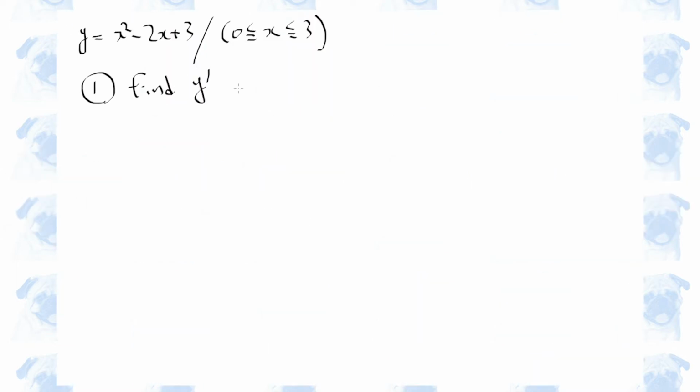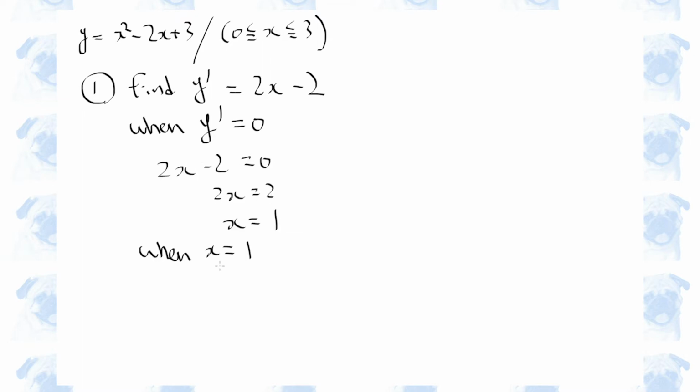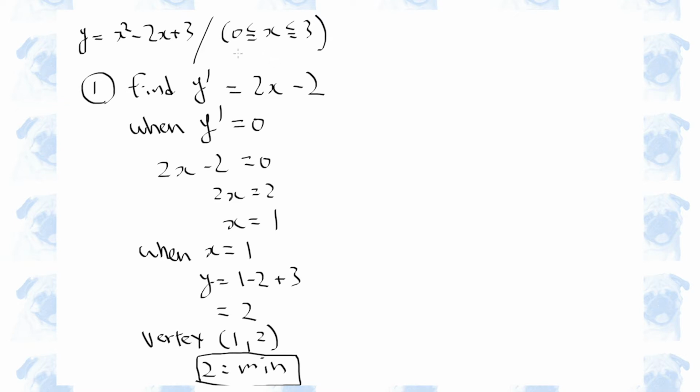Find y dash through differentiation. When y dash equals 0, the value of x tells us the vertex. And let's substitute x equals 1 into the original equation. The vertex is 1, 2. 2 must be the minimum. And because 1 is closer to 0 than to 3, the graph must look like this.